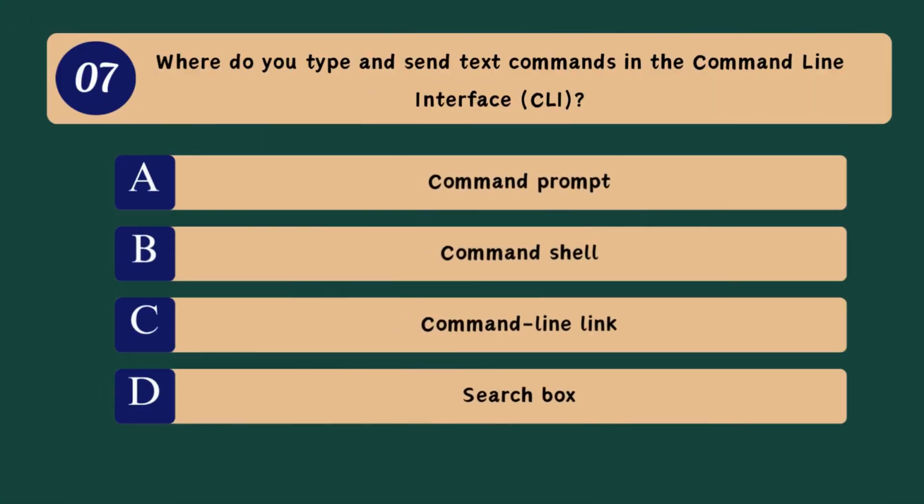Question 7. Where do you type and send text commands in the command line interface? A. Command prompt. B. Command shell. C. Command line link. D. Search box. Correct answer: A. Command prompt.